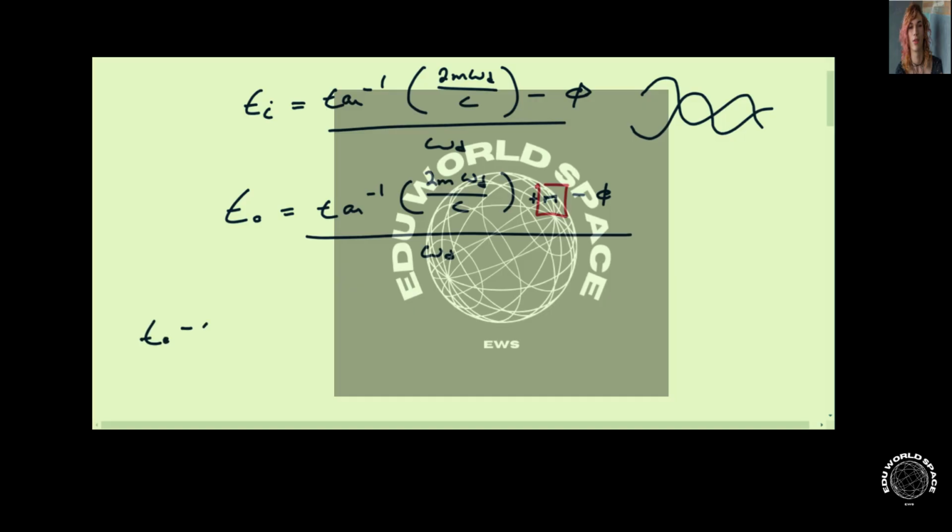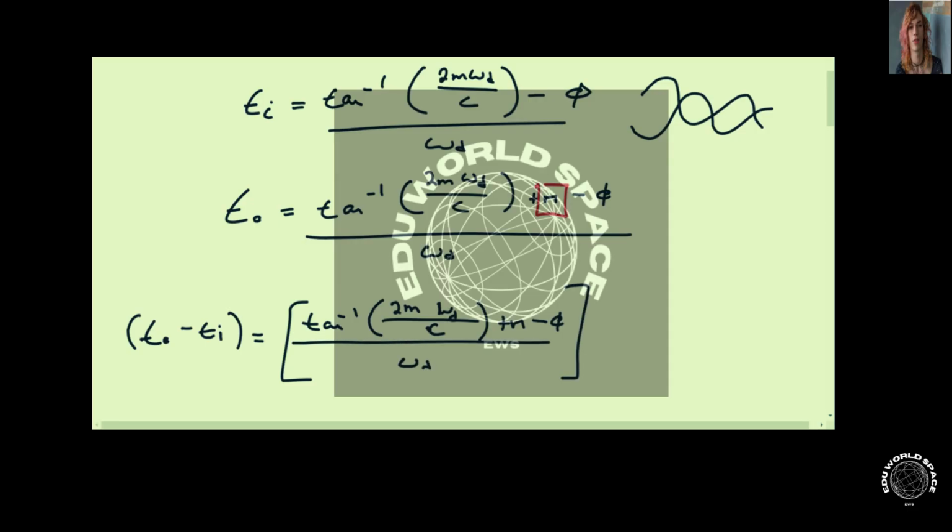So now we're going to subtract these together. So t equals tangent inverse, it's a really bad c, I apologize, plus pi minus pi, divided by omega d, minus the same thing. Oops, my omega d turned out weird.